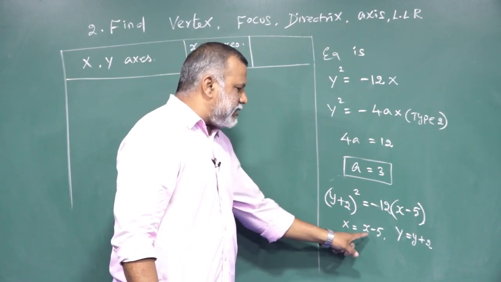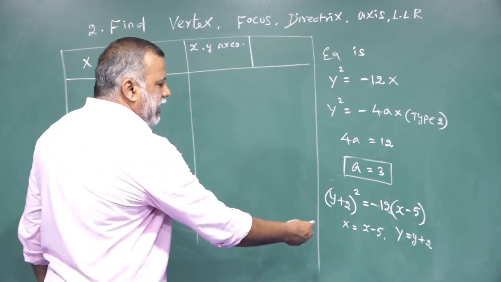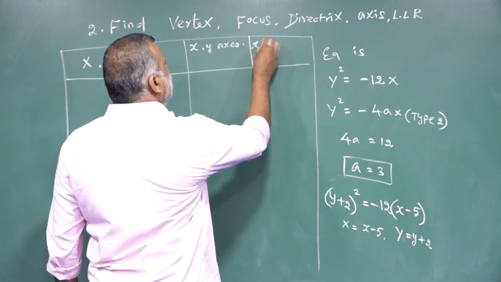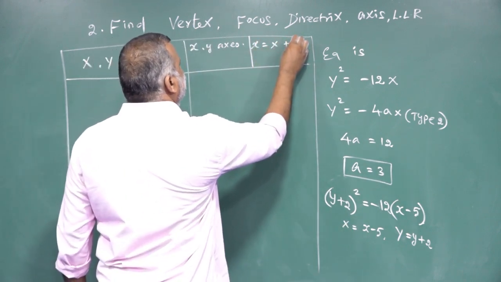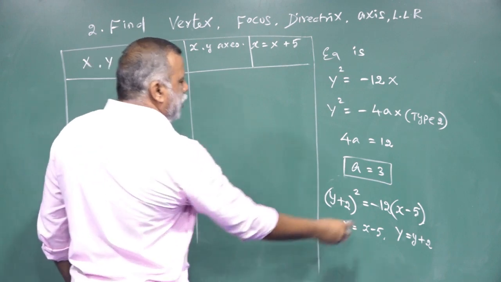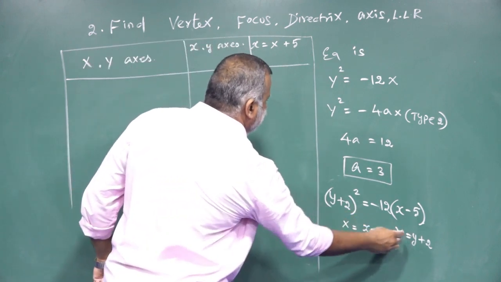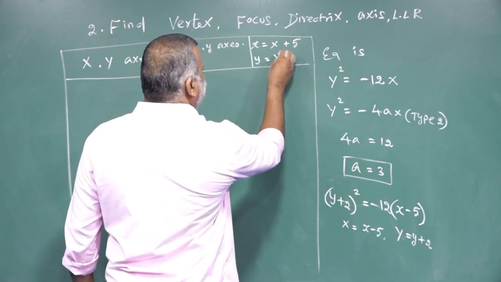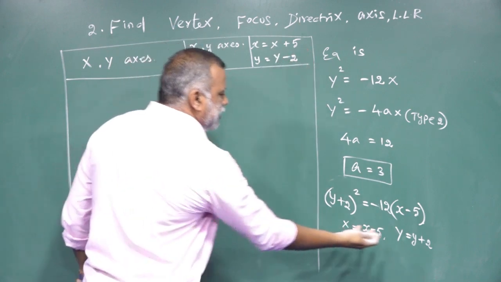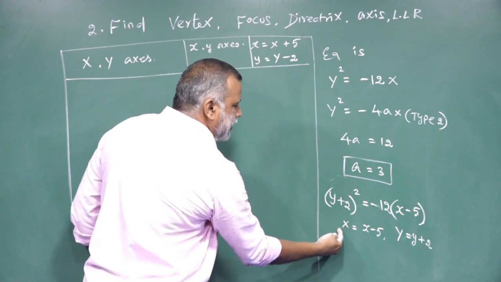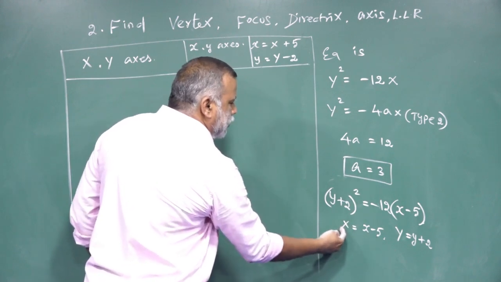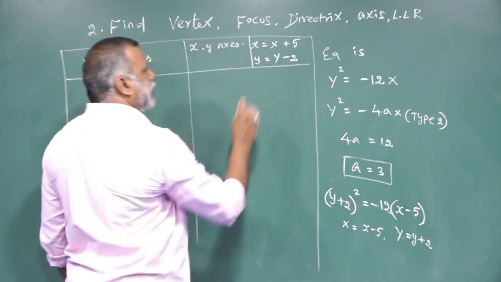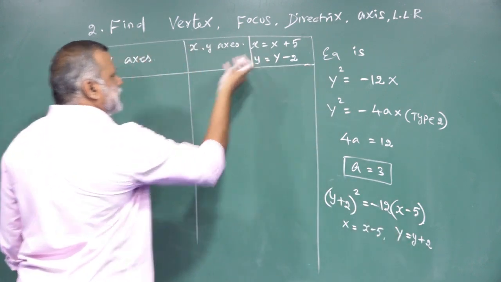So here capital X equal to x minus 5. Then we need small x. Small x means capital X plus 5. Then we need small y. Small y equal to capital Y minus 2. Just convert this one. This 5 goes to the other side, so we get small x equal to capital X plus 5. Here we need small y, capital Y minus 2. So this is the conversion.